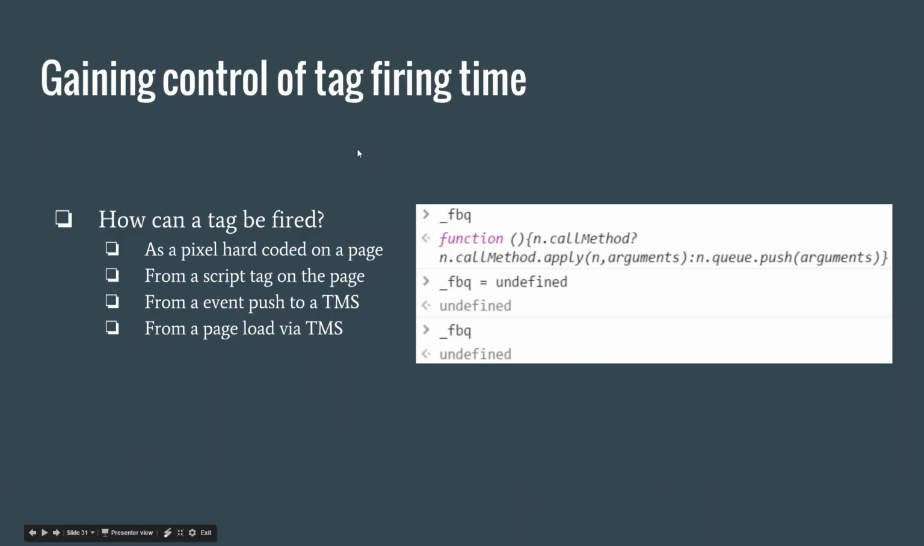So then you've got to think, how many ways can a tag be fired if we're using a TMS? Well, it could be a pixel that's already hard-coded on the page, just like your TMS is. How did it get on the page? It's either a script tag or a pixel or something that's already hard-coded on there. Then there's event pushes that trigger pixels or script tags to come in via the TMS, or there's page load tags in the TMS that trigger those same types of tags to come in. So we're limited to when we can do things. If it's not in the event and it's not in the page load, none of these times are working out. How do we get around this problem?